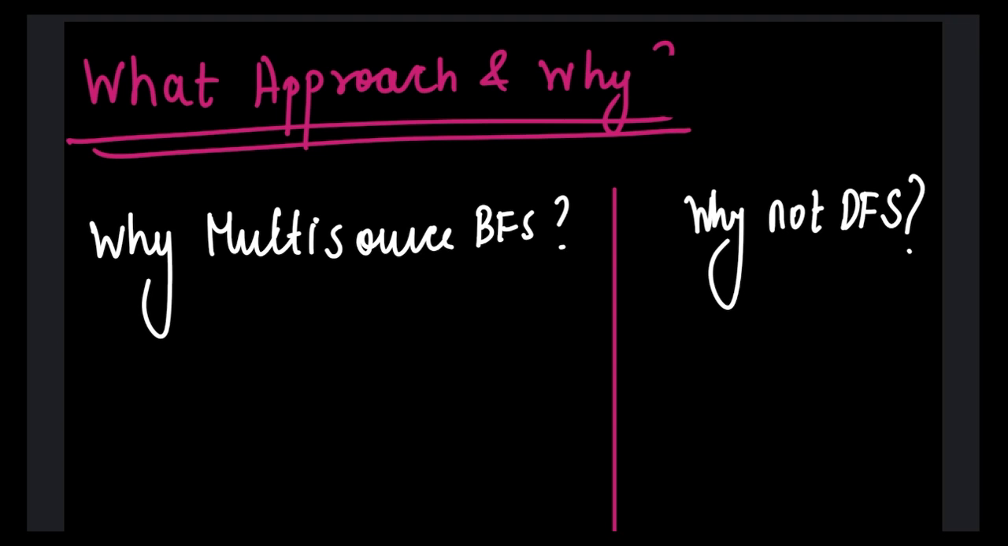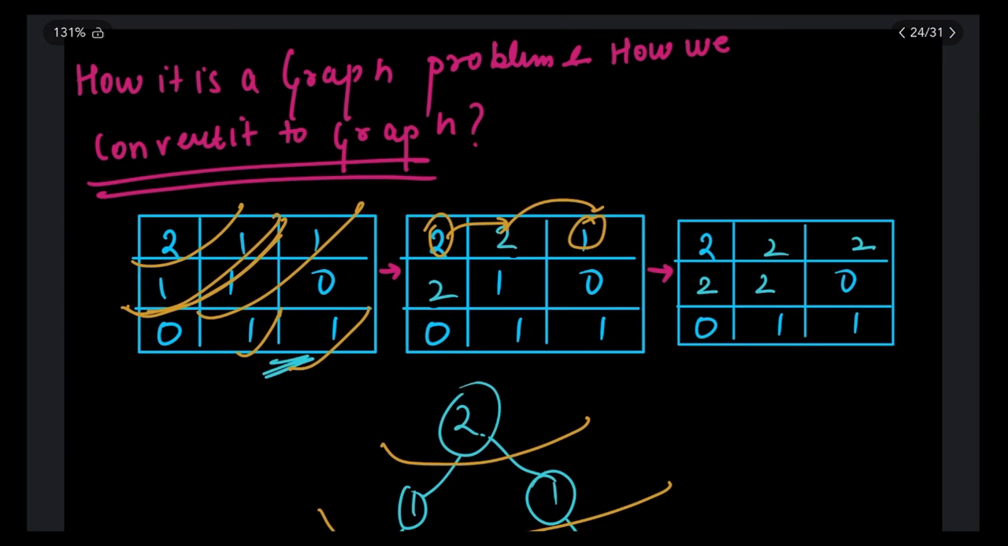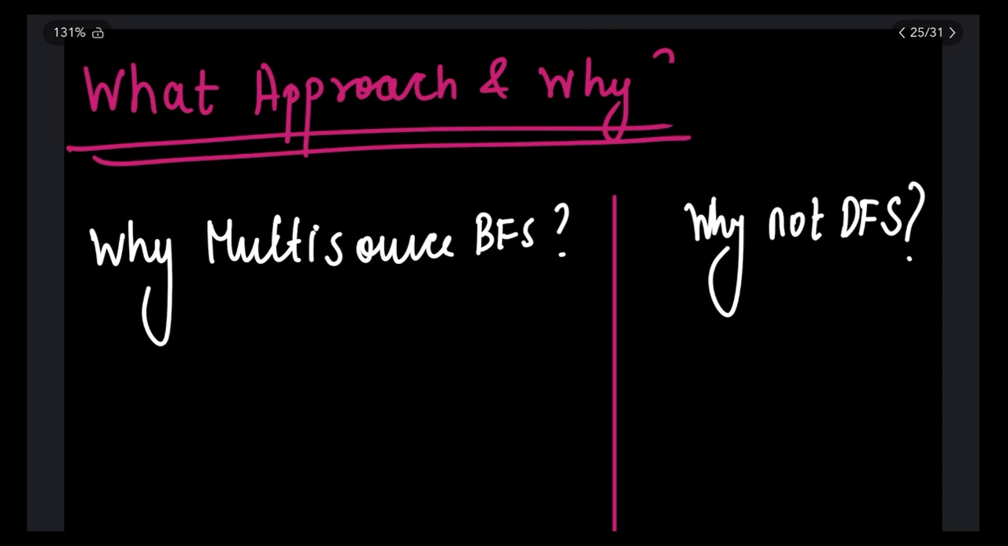So yes. Next idea is what approach and why. Why are we using multi-source BFS? We will use multi-source BFS because we have multiple sources here. Like it is going level by level. It is not like that there is one source, then it is making the next one rotten, then the next one rotten. No, it is making multiple oranges rotten at a time, and we have to push all the rotten oranges together into the queue. That is why we are using multi-source BFS.